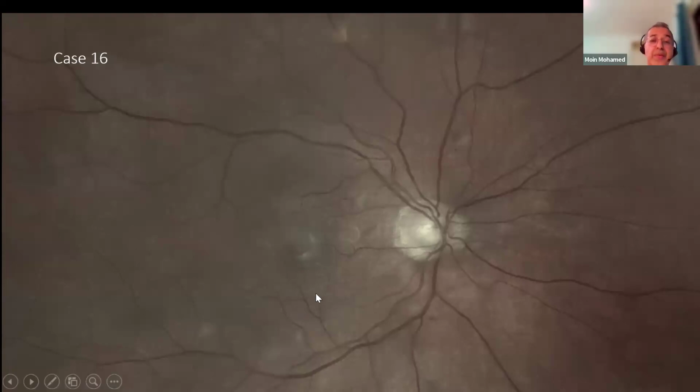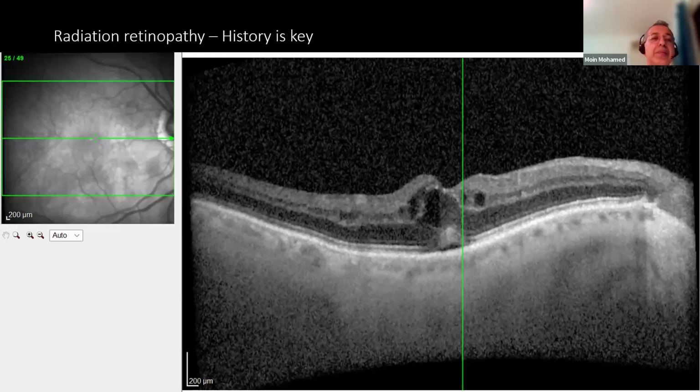This patient has got something which looks really like everything else we've shown. Hemorrhages, cotton spots, little irregularities in the microvasculature, and some macular edema. So this patient had radiation retinopathy. It's relatively rare, but you'll see it in practice.